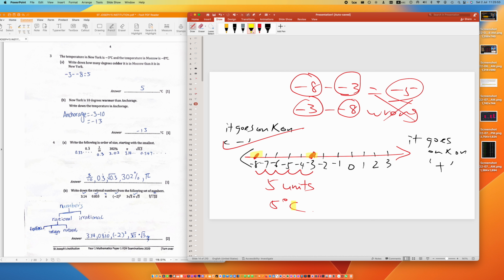And no such mistakes. So next, New York is 10 degrees warmer than Anchorage. New York is minus 3, right? So 10 degrees warmer means Anchorage is colder, right? So you should go more negative or more positive for Anchorage?